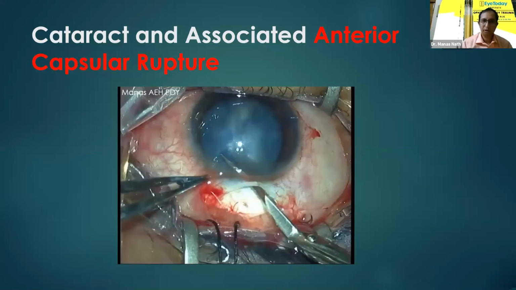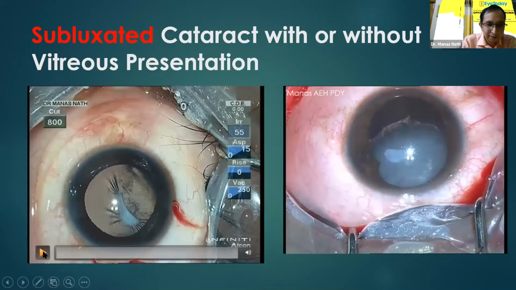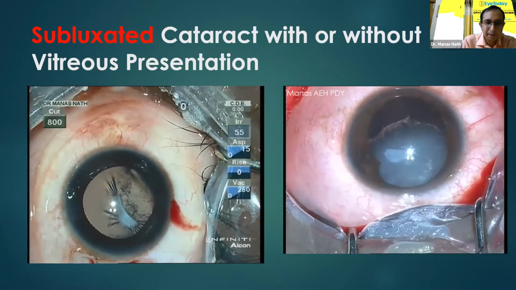These are cases of subluxed cataract of 4 to 6 clock hours with vitreous. In this video on the left side, you can see subluxation of around 3 to 4 clock hours with vitreous in the anterior chamber. One more thing is that the patient has a very dense anterior lens fibrosis. So I will proceed with a gentle, limited anterior vitrectomy.